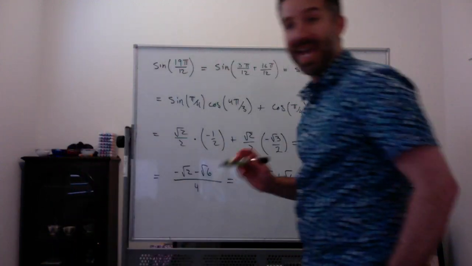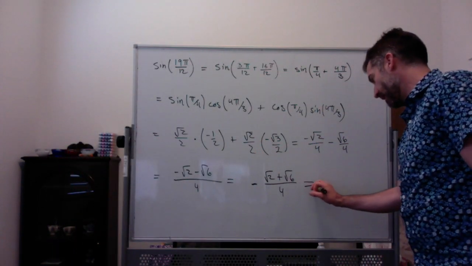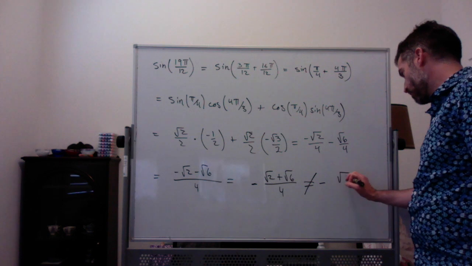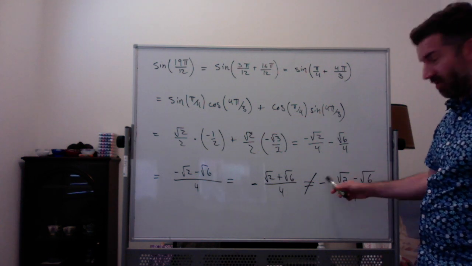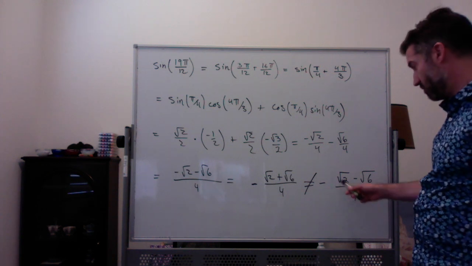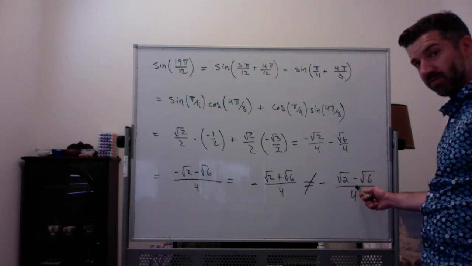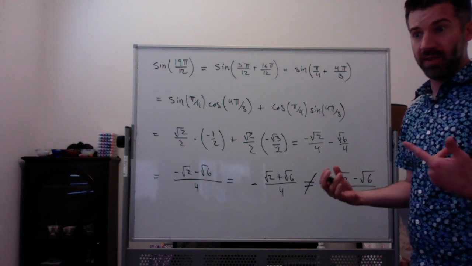The one way you cannot write this one is as negative root 2 minus root 6 all over 4. Because if you write the negative out in front of the fraction, it's implied that it distributes, and then it would really be negative root 2 plus root 6, which is not what we got. So be careful with that negative out in front.